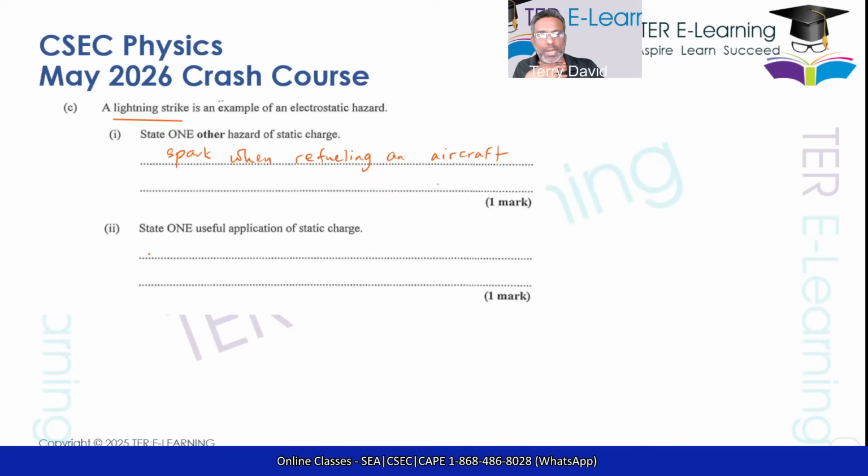The second one here: state one useful application of static charge. So one example you all can give here is a photocopying machine. A photocopying machine makes use of static charge. I'm sure you all have this in your schools.